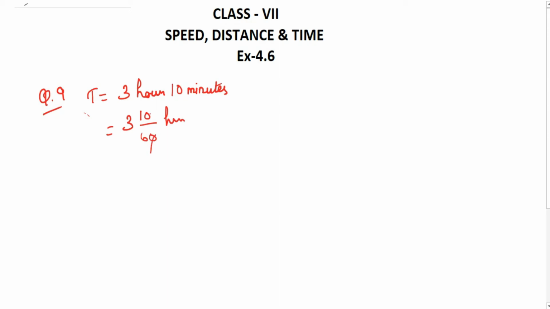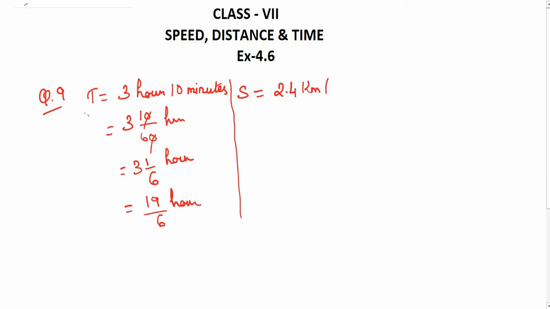So the zeros are going to be cancelled. It will become 3 1/6 hours, which can also be written as 6 times 3 is 18, plus 1, 19/6 hours. Now this is the time we are having. Next given to us is speed. The speed given to us is 2.4 kilometers per hour.